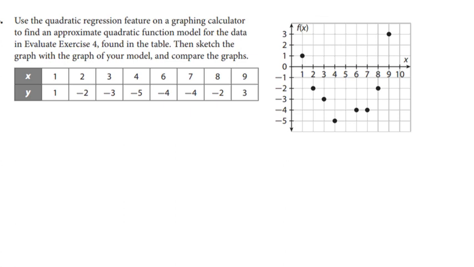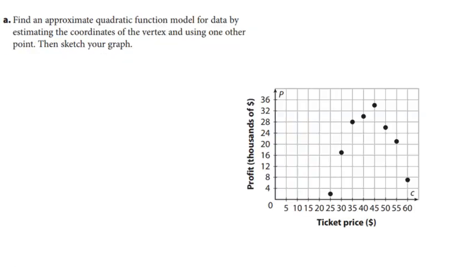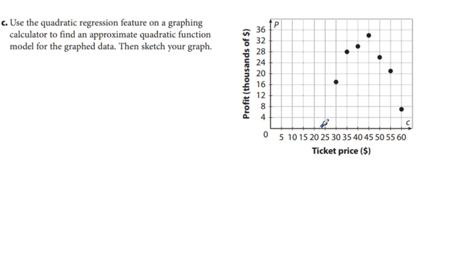Okay, 6, good exercise. 7, the town is holding its annual music festival 6 months from now based on last year's ticket sales and survey results. Variable C represents ticket price. There are several parts to this. This is quite long, and parts A, B, and C use the quadratic regression feature, and that's the one I'm going to use here. I just don't want to make the video much longer than it already is.